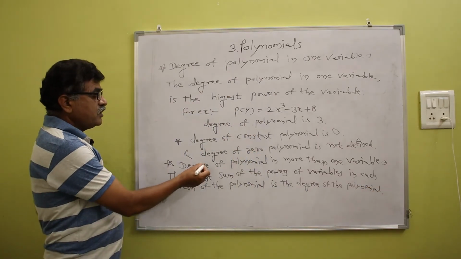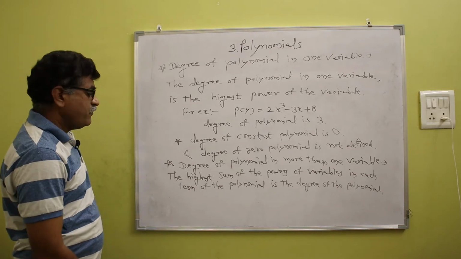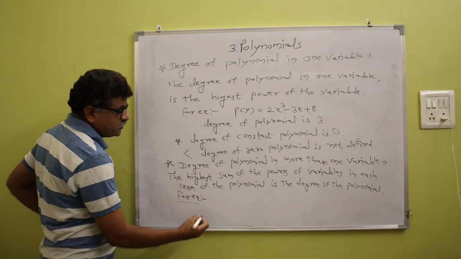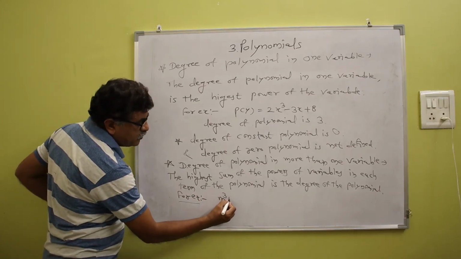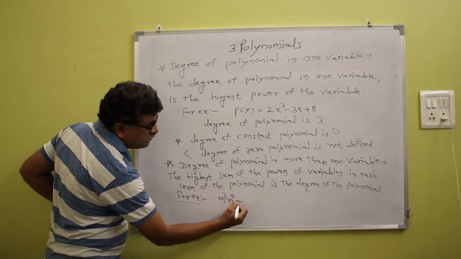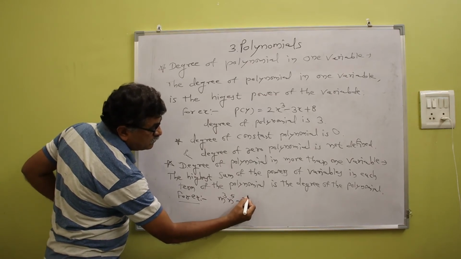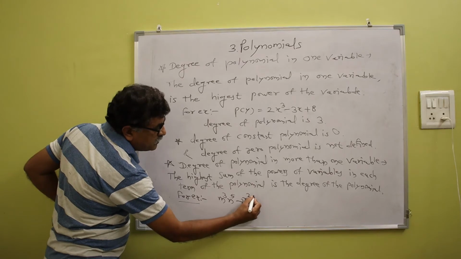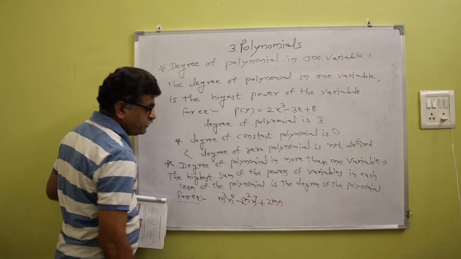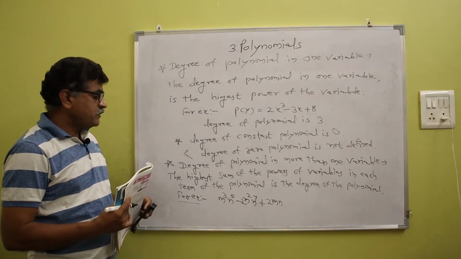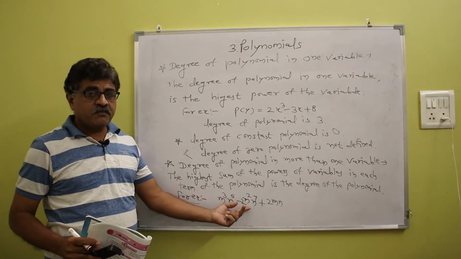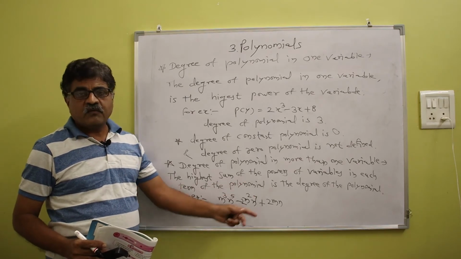Now, degree of polynomial in more than one variable. For example, suppose m cube n to the power 5 minus 2m square n to the power 7 plus 2mn. Now this is a polynomial. This polynomial contains two variables m and n, that is, more than one variable.